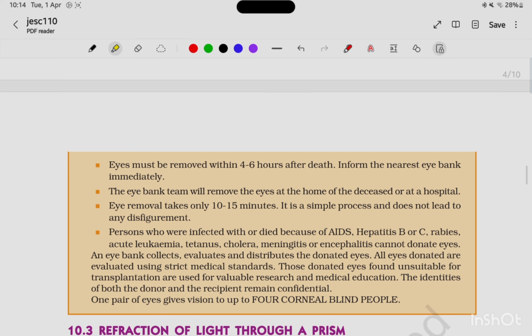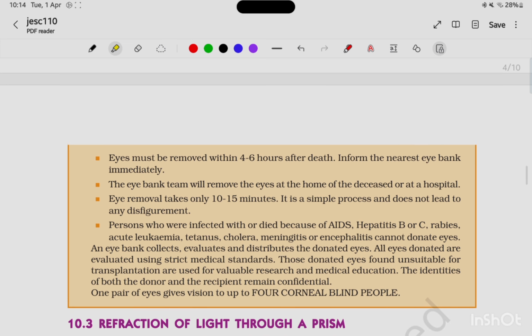The eye must be removed within 4 to 6 hours after death. You need to inform the nearest eye bank immediately. The eye bank will remove the eyes, and it takes about 10 to 15 minutes.